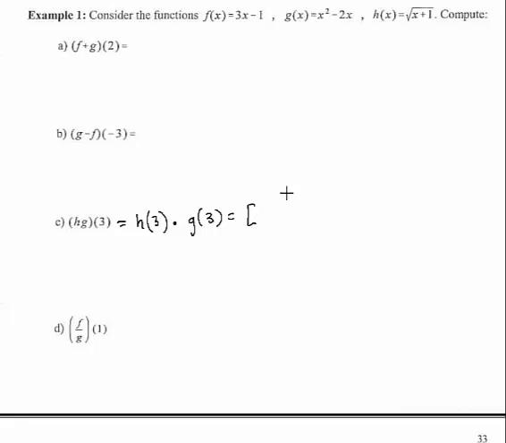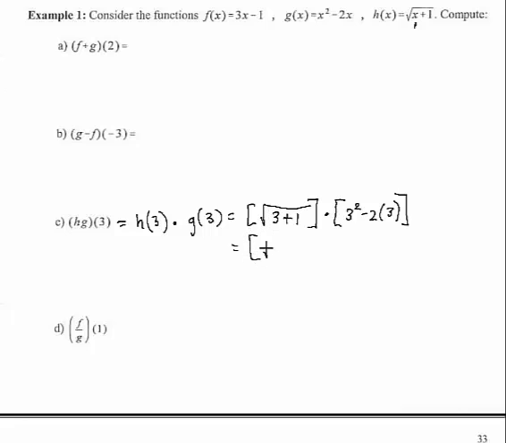Our first set of brackets, we're dealing with h, and so we have a square root of 3 in the place of this x, and then plus 1. I'll put a dot in between the brackets, and then I'll compute g of 3. G is x squared minus 2x, and so now we have 3 squared minus 2 times 3, close bracket.